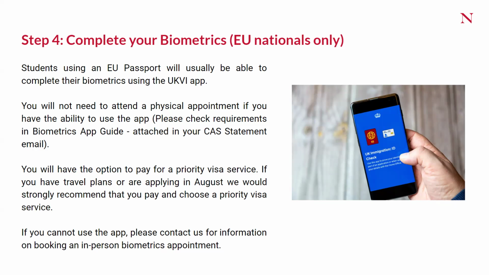In the Biometrics app guide attached to your CAS statement email, you will see the requirements in order to use the app. You will still have the option to pay for a priority visa service, and if you have travel plans or are applying for your visa in August, we would strongly recommend that you pay and choose a priority visa service. If you cannot use the app, please contact us for information on how to book an in-person biometrics appointment.